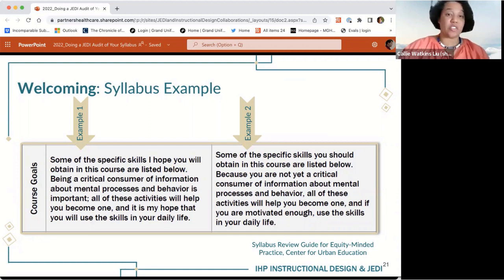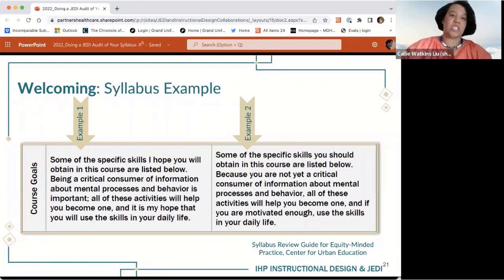So we also have our welcoming language. We've talked about language a bit, and the language sets up what kind of tone you're setting for your classroom with the language that you're using in your syllabus. So we'll go between these two different examples, example 1 and example 2, and I'd just like you to think about which one feels more welcoming to you.